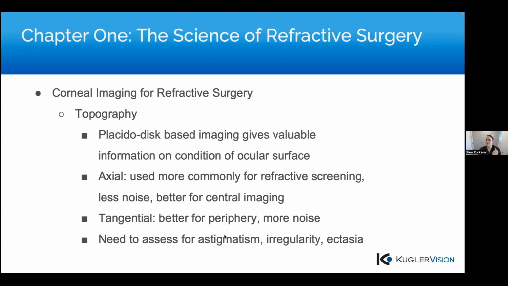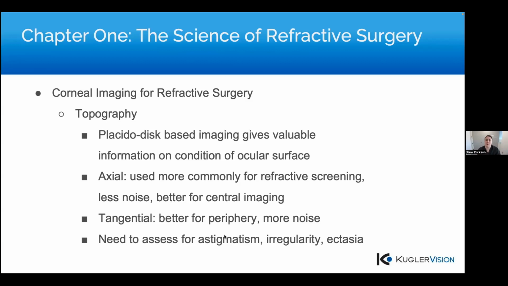There are different ways to interpret these. There are axial scans, which are used more commonly in refractive surgery screening because they offer less noise and are better for central corneal imaging. And then there are also tangential scans from topography that are better for the periphery, but tend to have more noise in the images and can sometimes be harder to interpret.